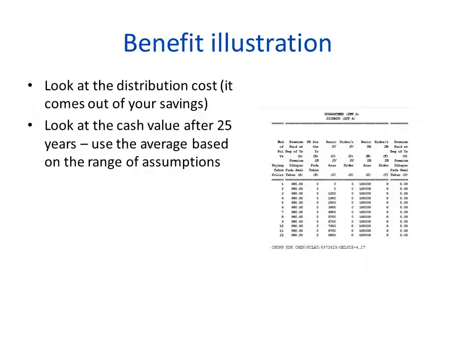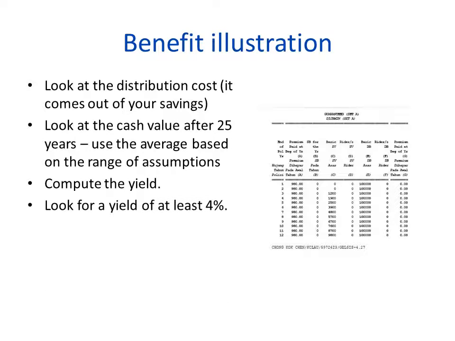Look at the cash value of the policy after 25 years. Compare this with the annual premium and calculate the yield based on the cash value and the premium that you pay. What is the yield you are getting for that 25 years? Now, for the life insurance policy to be attractive, you must have a yield of at least 4% per annum. If it is less than 4%, then it is not attractive as a form of investment.